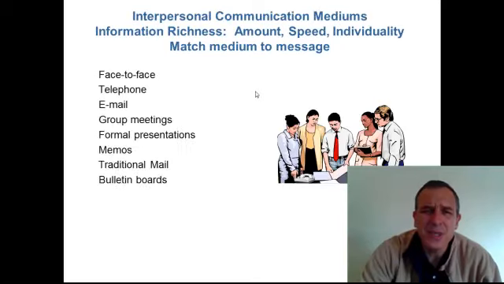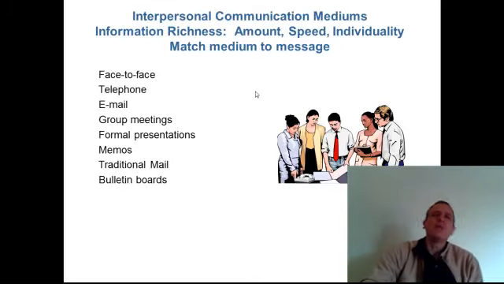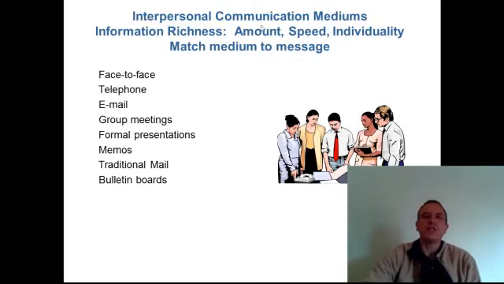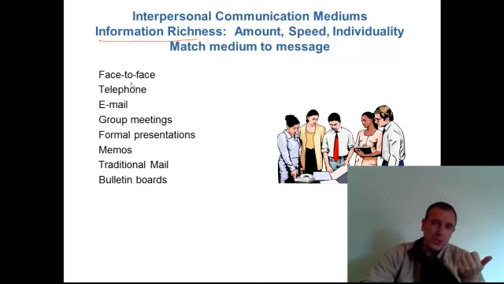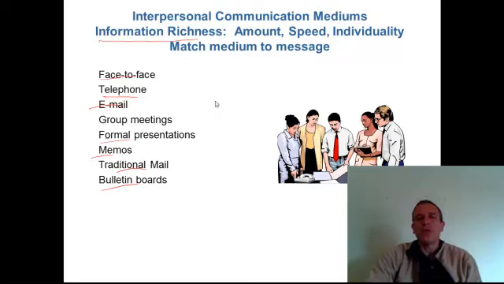So some mediums are richer in the amount of information that they send than others. Information richness is the idea that some mediums, and remember, these are all mediums: face-to-face communication, telephone, email, presentations, memos, traditional snail mail, bulletin boards. Some mediums vary on the amount of information they send.